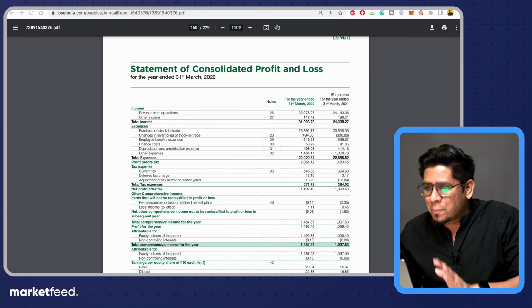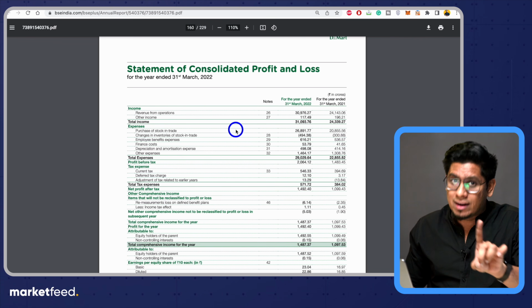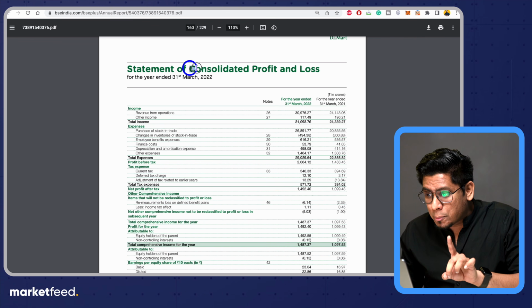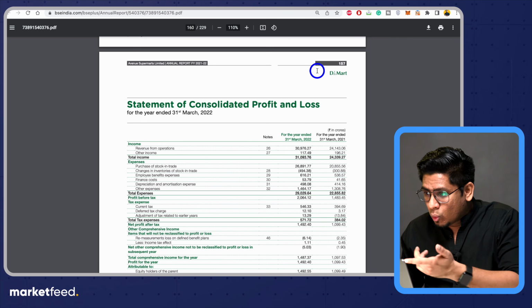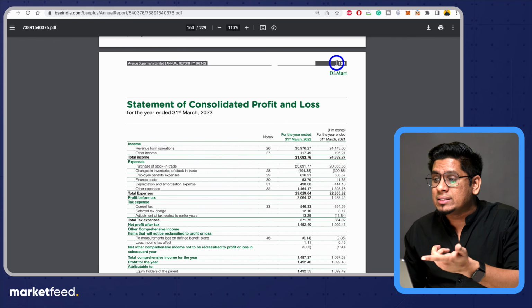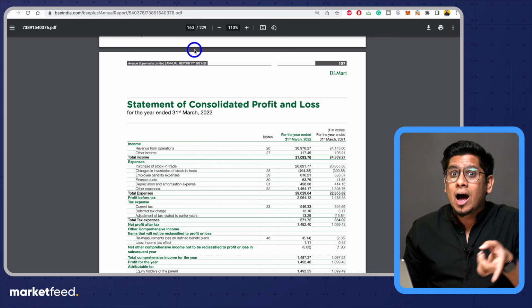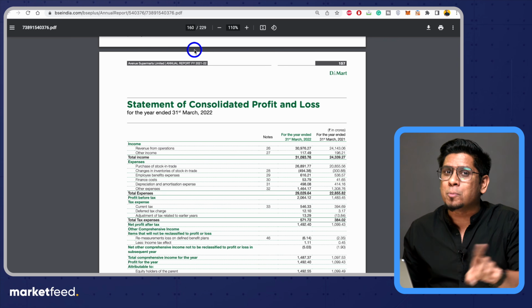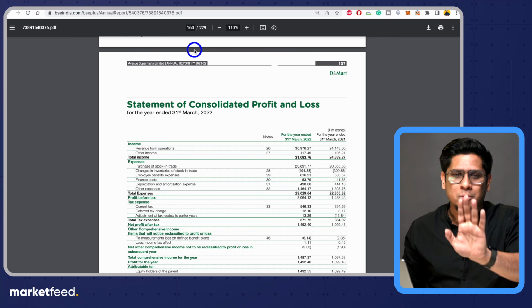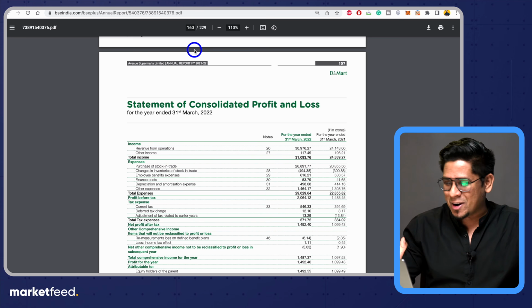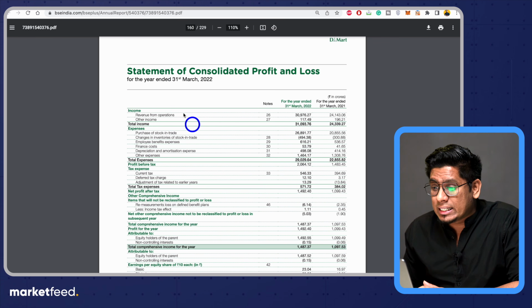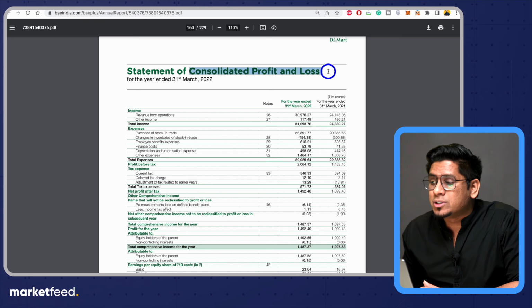So going into the P&L statement here. Again, reminding you, the consolidated profit and loss statement is the 157th page in a nearly 230 page annual report of Dmart. How to download this, how to make sense of annual report, we have already learned in the last video, so make sure you watch it. Again, final reminder. Cool. So now in this page, we can see the consolidated profit and loss statement of Dmart.